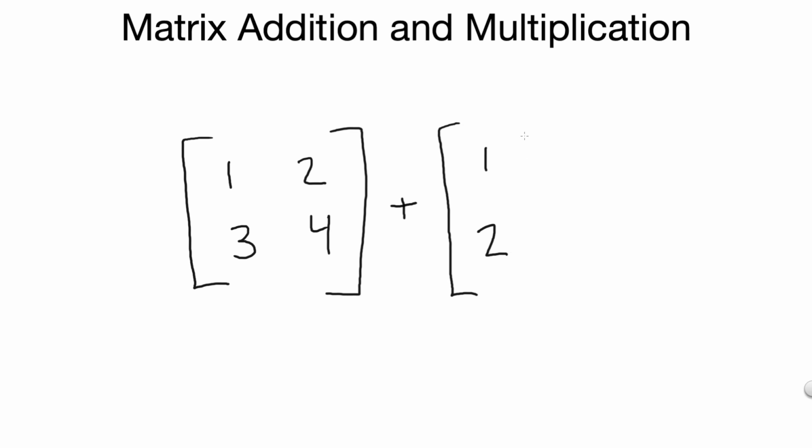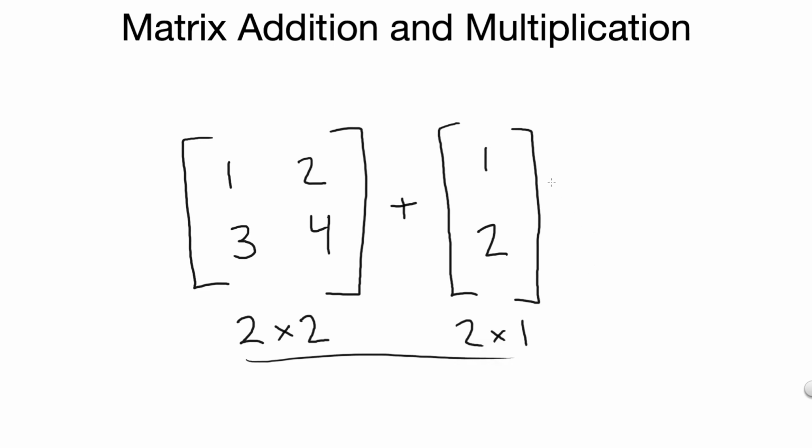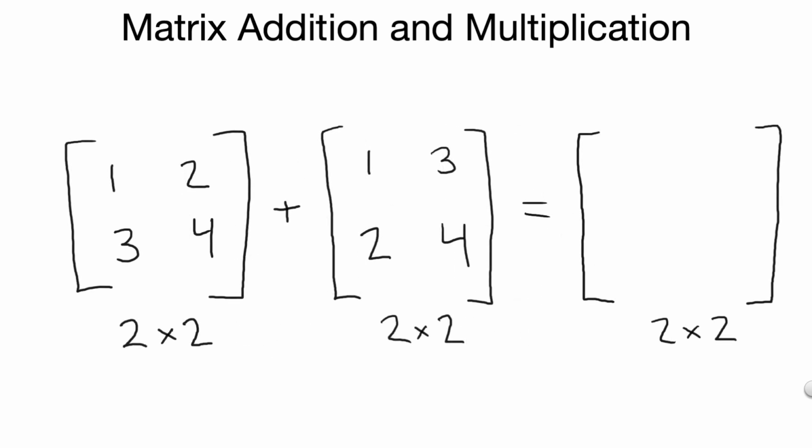Adding two matrices together is fairly straightforward, but they have to have the same dimension. For example, you couldn't add these two matrices together because this one has 2 rows and 2 columns, but this one has 2 rows and only 1 column. These would be impossible to add, since these two dimensions are not equal. Instead, a 2 by 2 matrix can only be added to another 2 by 2 matrix, like so. It's impossible to change dimension when adding two matrices together.